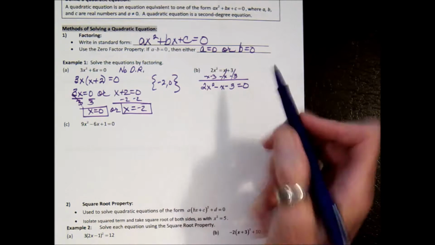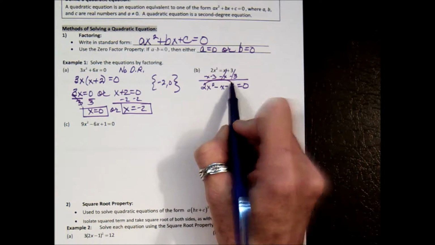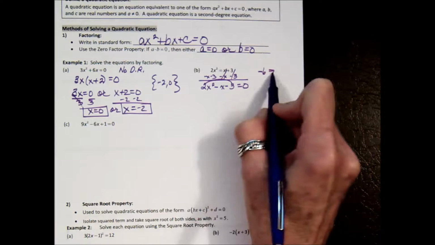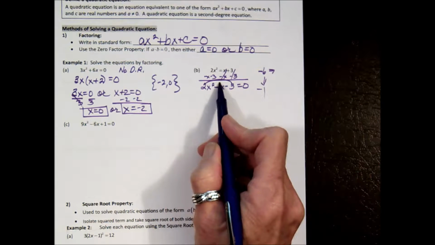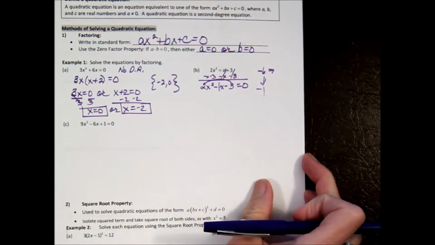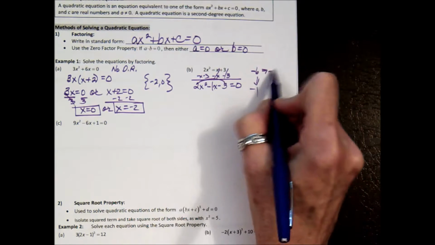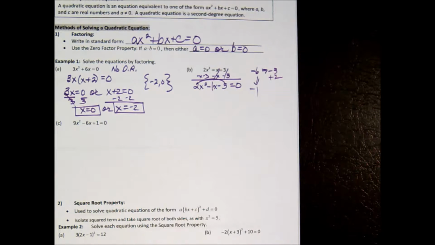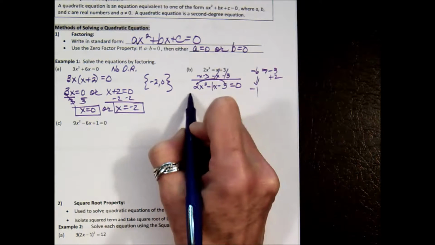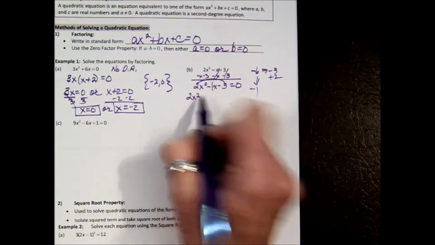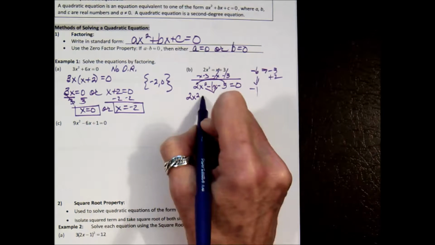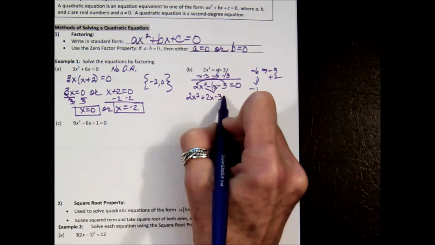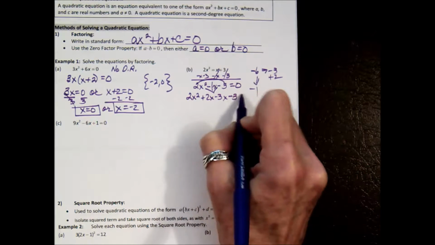So we say 2 times negative 3 is negative 6. I want factors that combine to make negative 1, right there, my middle term's coefficient. That is a negative 3 and a positive 2. So I now bring down the first term. I break down the second term into these two pieces. So plus 2x minus 3x, bring down the last term.